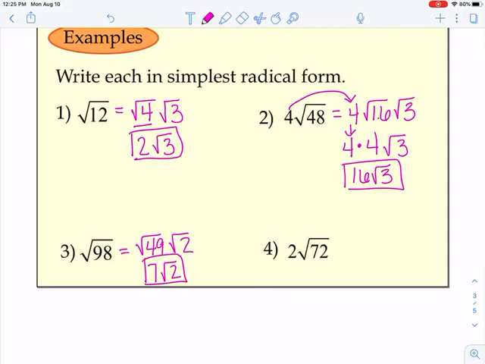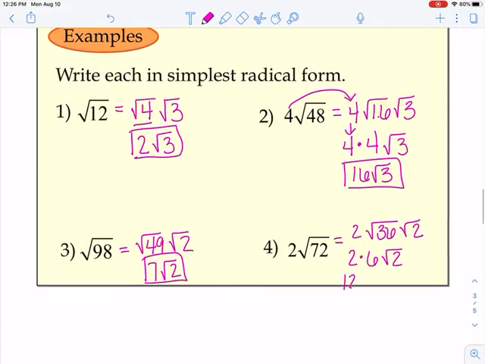For number 4, I have 2 radical 72. So again, the goal is to find the biggest perfect square that's a factor of 72. And in this case, that's going to be 36. So I'll bring over that 2, and I'll break that down into radical 36. And 36 goes into 72 2 times. So 2 times radical 36 times radical 2. Again, I know what the square root of 36 is. It's 6. Once you take the square root of 36, it is out of the radical house. So I'm going to have 2 times 6 times radical 2. And 6 times 2 is 12. So in the end, I'm going to have 12 radical 2 for my answer there.